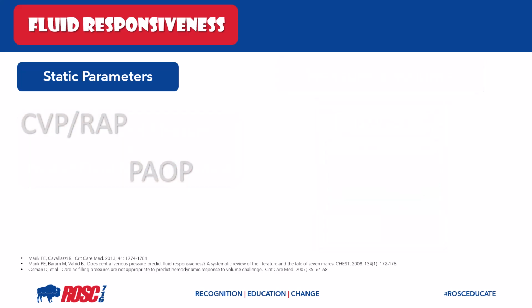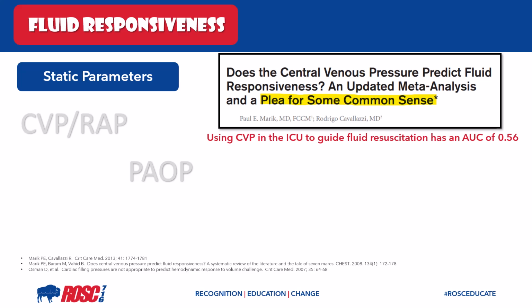It's worthwhile to take a look at some quick data summarizing the topic. Dr. Marik and his colleague in 2013 published a meta-analysis labeled "Does the Central Venous Pressure Predict Fluid Responsiveness? An updated meta-analysis and a plea for some common sense." In this meta-analysis, they found that using a CVP in the ICU to guide fluid resuscitation has an area under the curve of 0.56. Let's just slow this down for one bit.